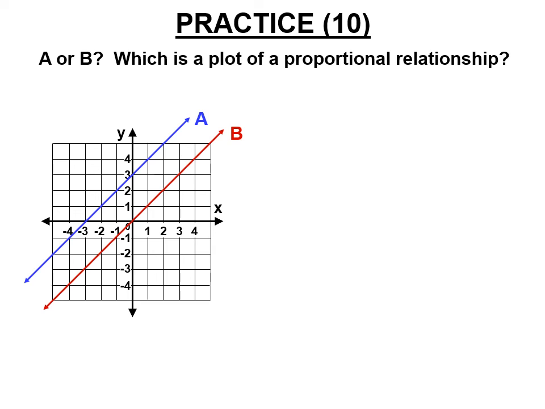Which plot is of a proportional relationship? Right? The key things, they're both straight, but only A goes through 0, 0. All right, this is the coordinate plane. You don't write the 0 twice when you make that. So this is a yes, and then B is a no, because although it's straight, it doesn't go through 0, 0.